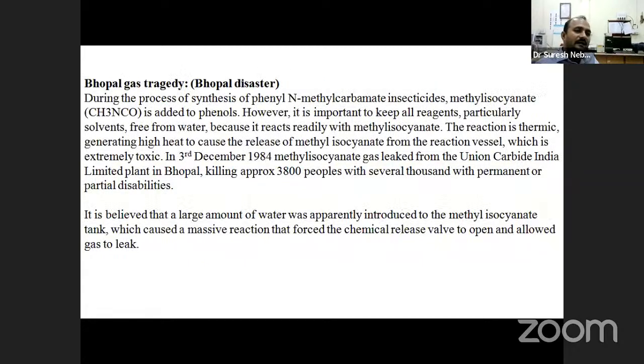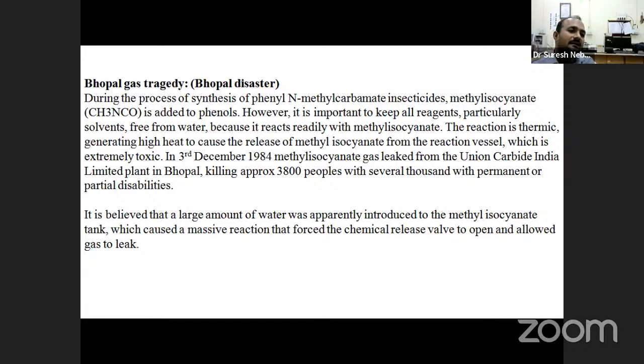So you should know about the Bhopal gas tragedy. It is linked to carbamate insecticides. It was a very bad night. When we are preparing this phenyl methyl carbamate insecticide, which is more toxic or more effective, methyl isocyanate is added to phenols. This reaction takes place when we are synthesizing the insecticide molecules. But care has to be taken that even while these compounds are reacting, water should not enter there.